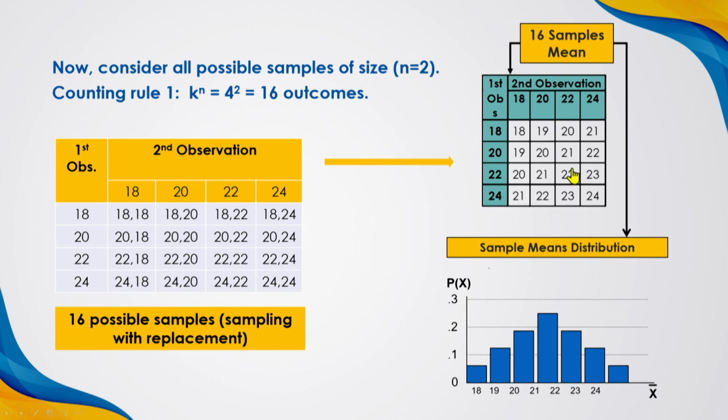In this image, we can find the 16 sample means. From this table, 18 plus 18 divided by 2 equals 18, 18 plus 20 divided by 2 equals 19. Then similarly, we can find all the 16 sample means. Then from these sample means, we can draw the sample means distribution like this.